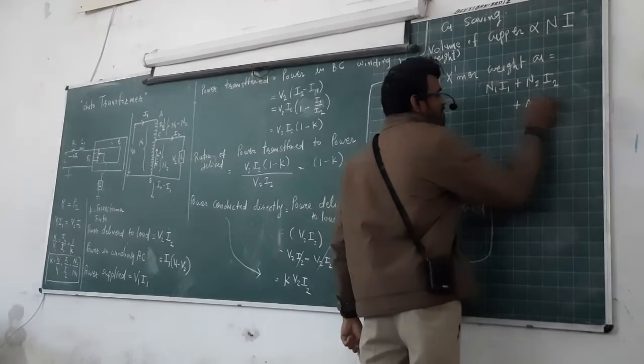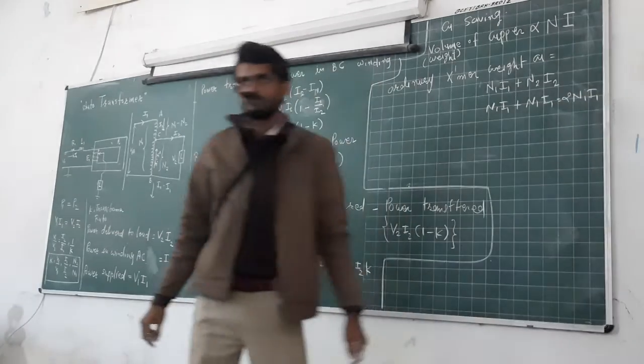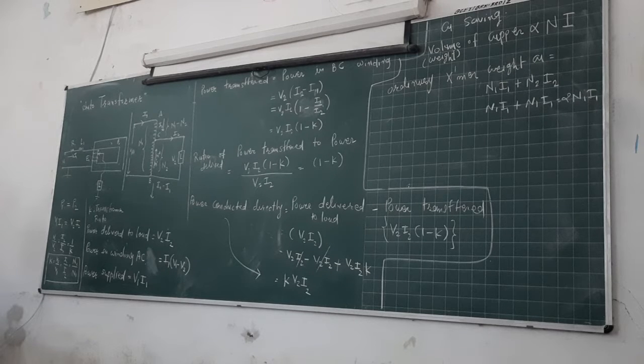So I can write here N1 I1, and here is also N1 I1, so there will be 2 times N1 I1. Multiplication will remain the same. Then, in the autotransformer, the top section AC has turns N1 minus N2, and that will carry the current I1. The bottom section BC has turns N2, and that will carry the current I2 minus I1. So the winding weight is proportional to these two quantities.